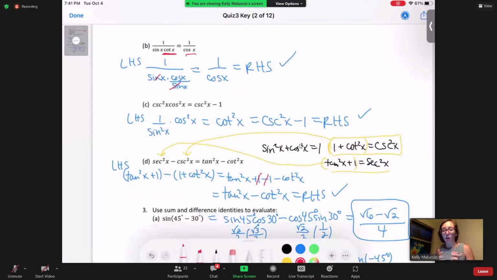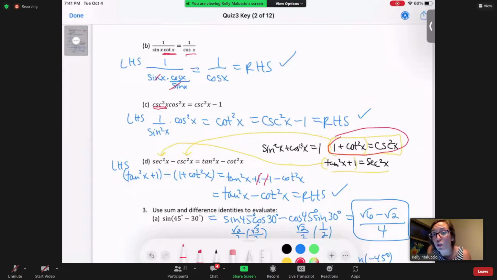Like I said, there are different ways you could have done it. This is just the way I did it. And the way I did it was I changed cosecant squared to 1 over sine, and then I had cosine. I got cotangent, and then I used this one here, well, -1. I used that and said, oh, this is equal to cosecant -1.